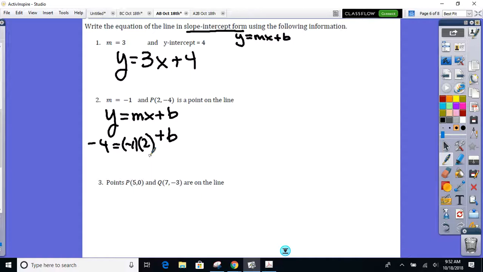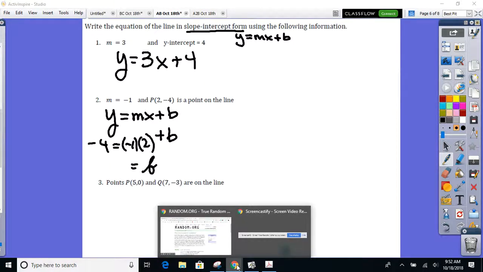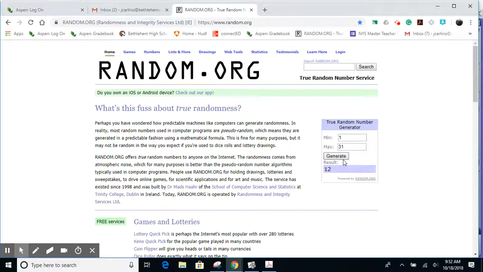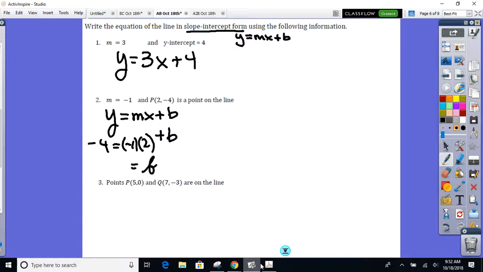Go ahead. I'll ask somebody in about 15 seconds what the value of B is. Value of B, what do we end up with? How'd you get it? Okay, that's -2, but it's not solved for B yet. How do you bring it over?